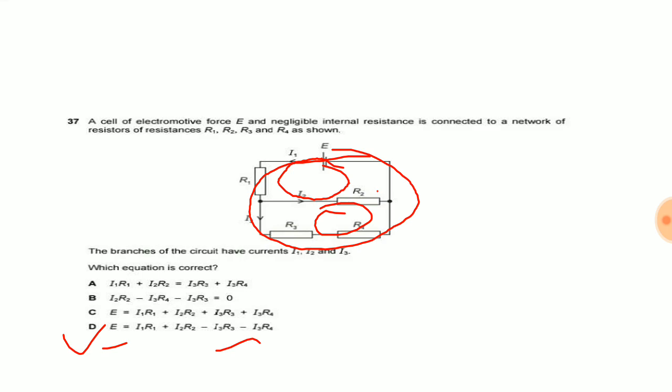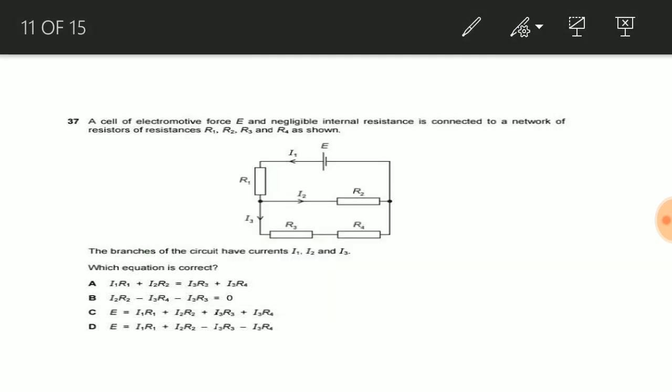If we see option choice B, option choice B is using Kirchhoff's second law in this loop. It is taking this I2 R2 positive, and because of direction of this current, it is taking I3 R3 and I4 R4 negative, and there is no power supply in this loop. There is no EMF in this loop. Because of that I2 R2 minus I4 R4 minus I3 R3 is equal to 0 is the correct answer for the question number 37. So option choice B is the correct answer for question number 37.